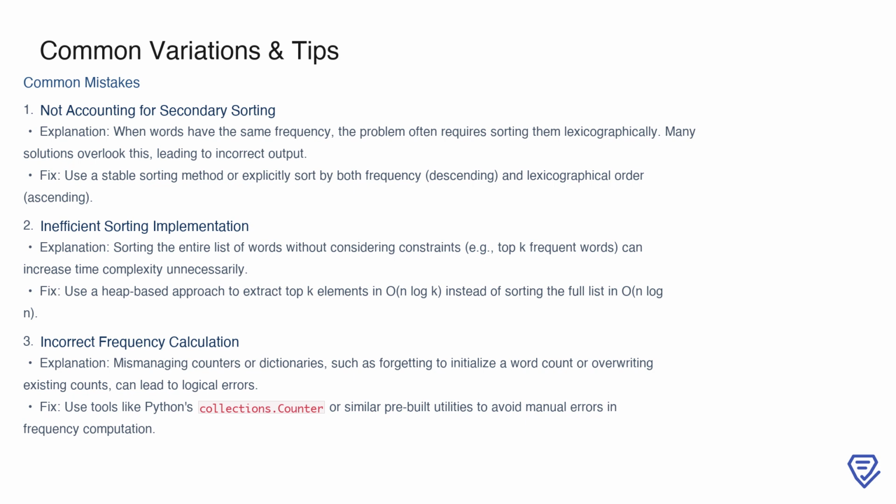Finally, incorrect frequency calculation is another common pitfall. Errors such as forgetting to initialize a word count or accidentally overwriting existing counts can lead to logical mistakes. To mitigate this, you can use Python's collections.Counter, or similar tools to manage frequency computations accurately and efficiently.